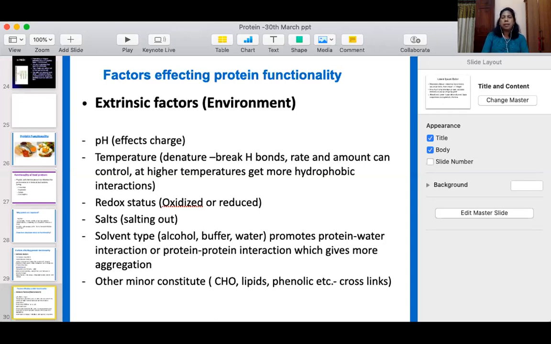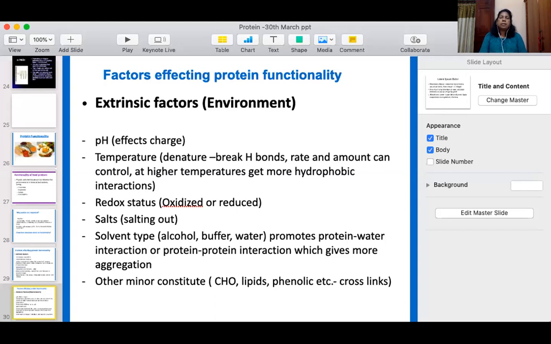So the temperature denatures the hydrogen bonds. Rate and amount we can control. However, at higher temperatures you get more hydrophobic interaction. That is why once you fry the meat, you can see it shrink. If you increase the temperature, what is going out? The hydrophobic means water, they remove the water. They don't like the water. Therefore, the protein is getting tougher, and they coagulate and get smaller and smaller, right? Hydrophobic interaction, then remove the water.